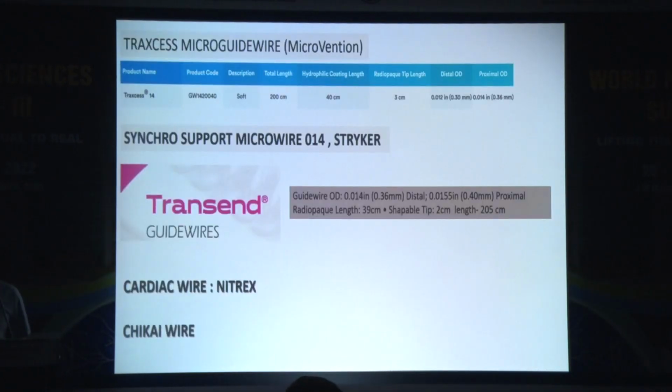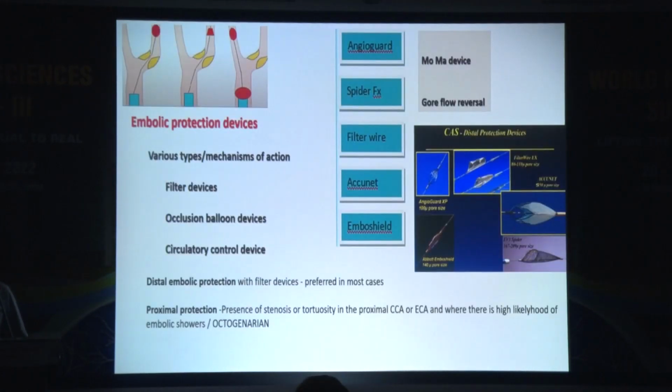So coming on to the micro wire, if we are not using EPD devices like the filter wire, we can use this wire. The Traxcess wire is very commonly used, the Transend wire, and we can also use the cardiac wire, which has very high torqueability. They are very commonly used for carotid artery stenting. They are stiffer wires, and the trackability is excellent.